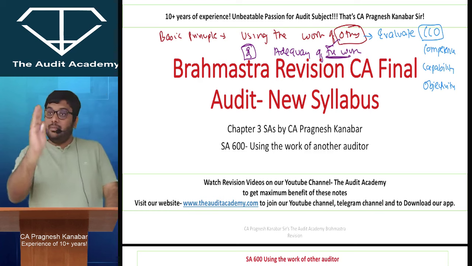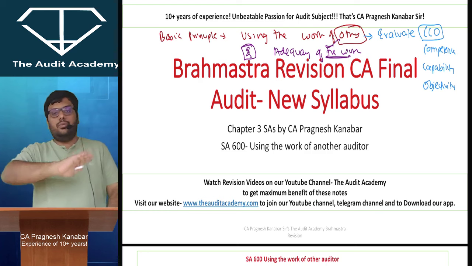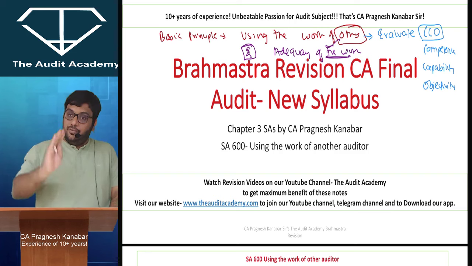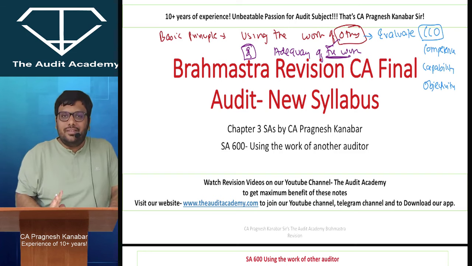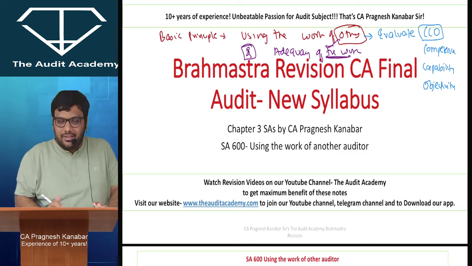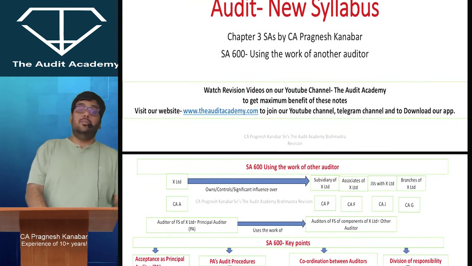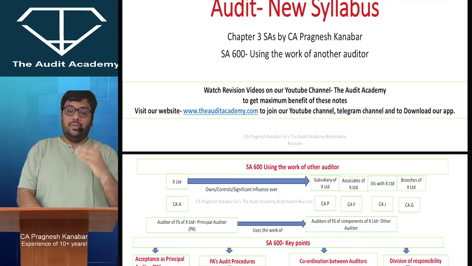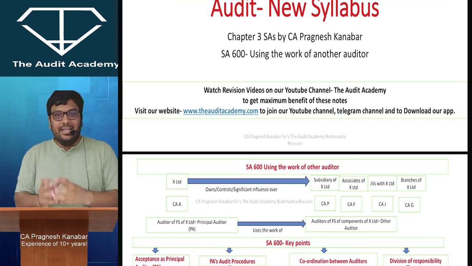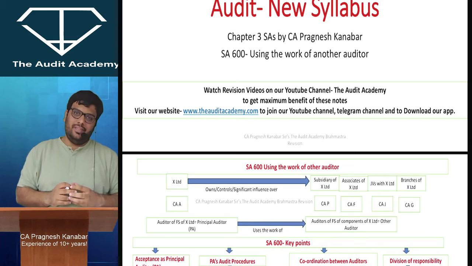So first evaluate the person, second evaluate the work. This is what you will see in 600 series. If you can trust the person, if the work is adequate, then you can rely upon the work performed by them. Am I clear with this? Okay. Now it is very important that you understand that whenever the auditor is using the work performed by others, which SA exactly is applicable in which situation.